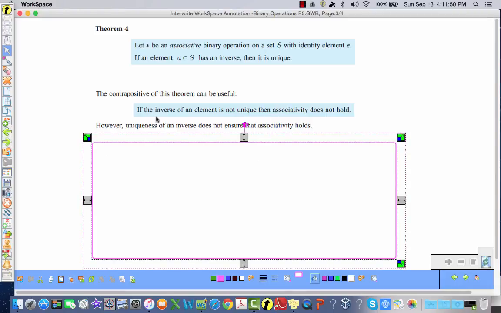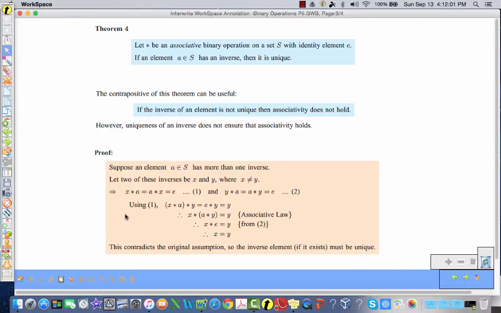This is the proof of theorem 4. I apologize. If you want to pause and take a look at this, you can, but I'm not going to spend time in the video to talk about it. We can talk about it in class.